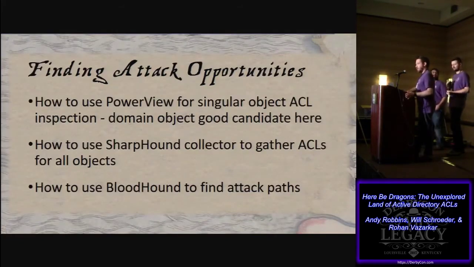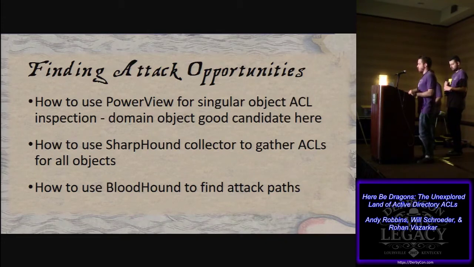So there's a couple different ways you can start to enumerate this stuff. You can do spot checks with PowerView for singular object inspection. We still do this now for the control relationships that we don't have integrated into the graph yet, specifically DCSync on the domain object and select GPO-type things, and I'll show some examples here in a second.